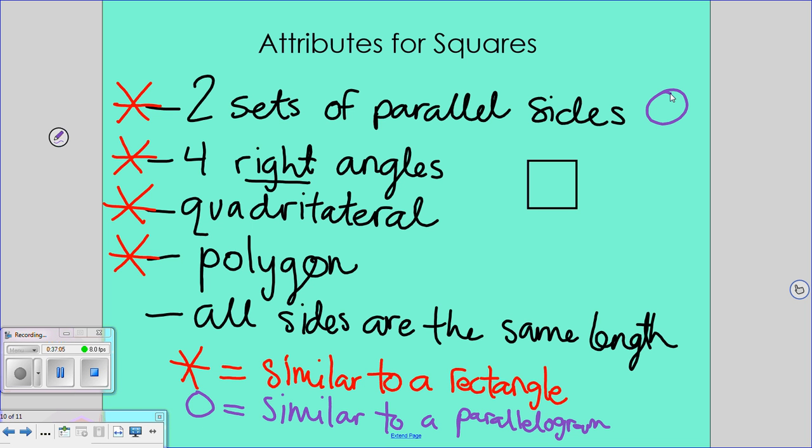What else does a parallelogram also have that a square has? Eva? 4 sides, which we would call a quadrilateral. Parallelograms are all quadrilaterals. Very good. Anything else? Polygon.